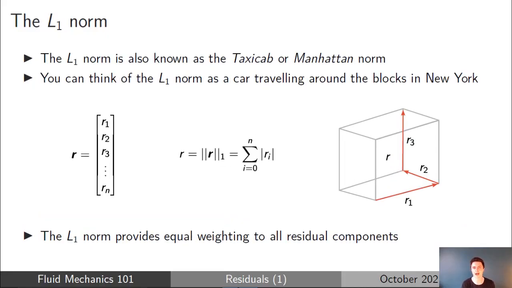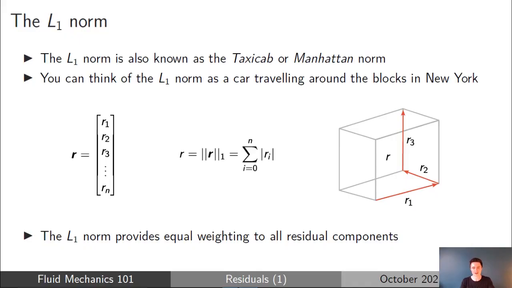Now, if we use the L1 norm, we actually don't have that problem anymore. This is because the L1 norm actually provides equal weighting to all components of the residual vector. Now, the L1 norm is sometimes called the taxicab norm or the Manhattan norm, and the reason for this is actually a very interesting thing that will help you remember exactly what the L1 norm is.